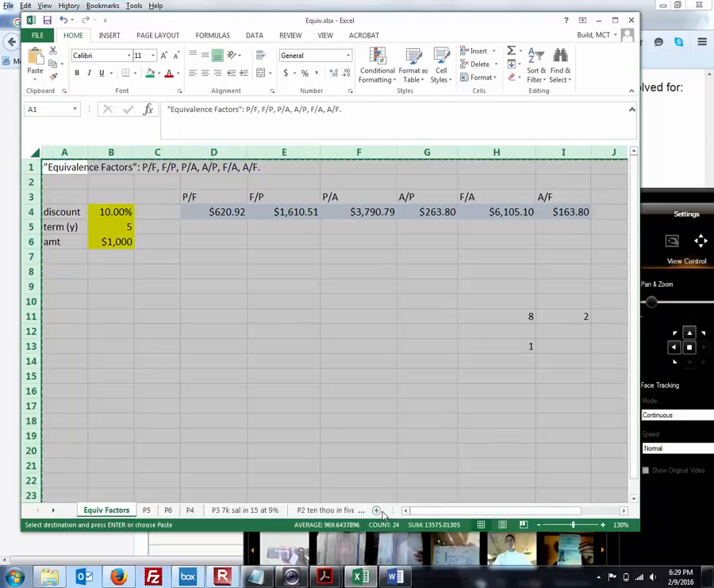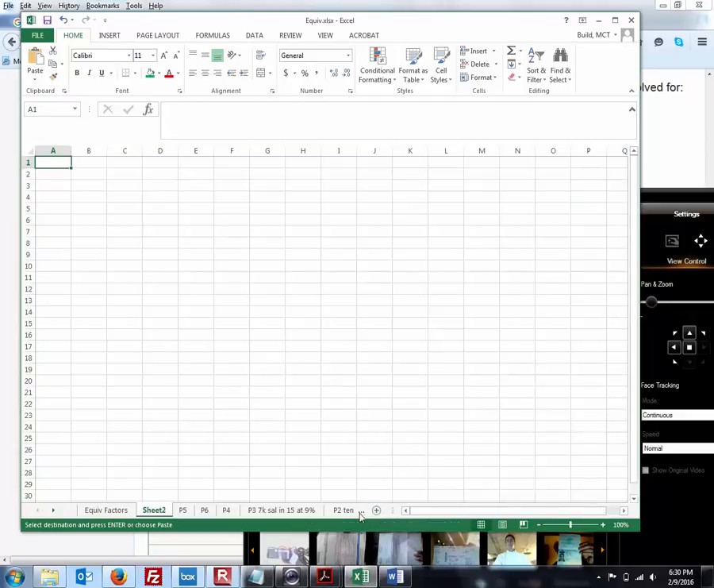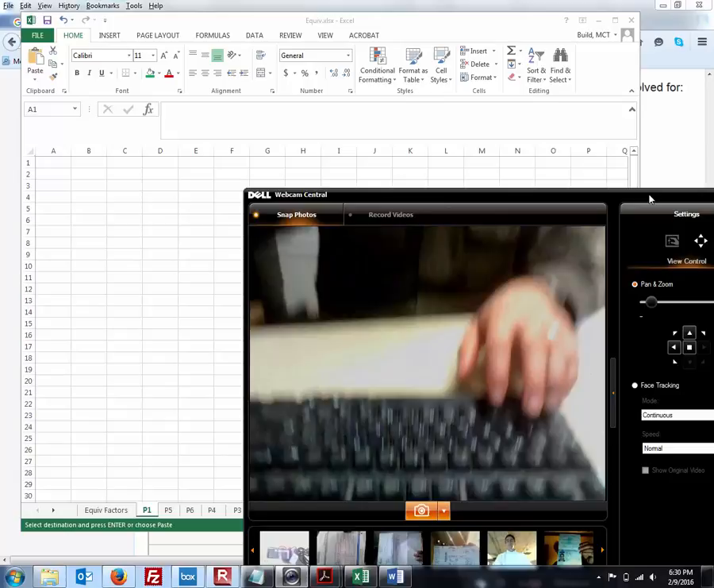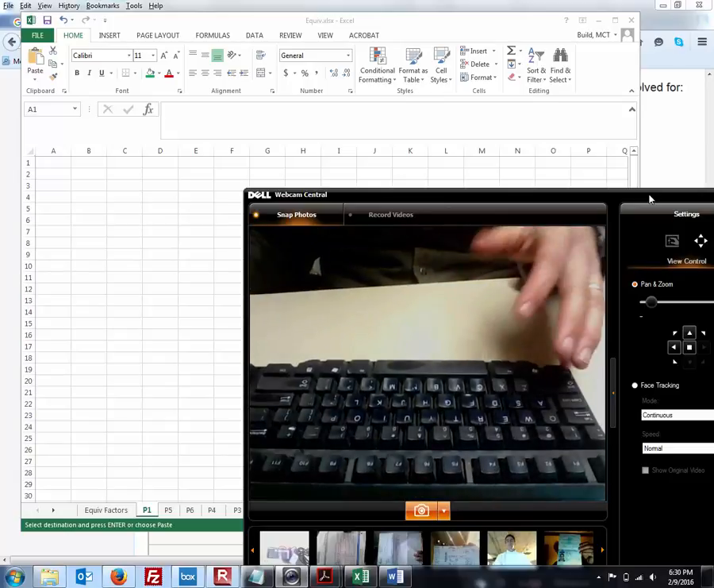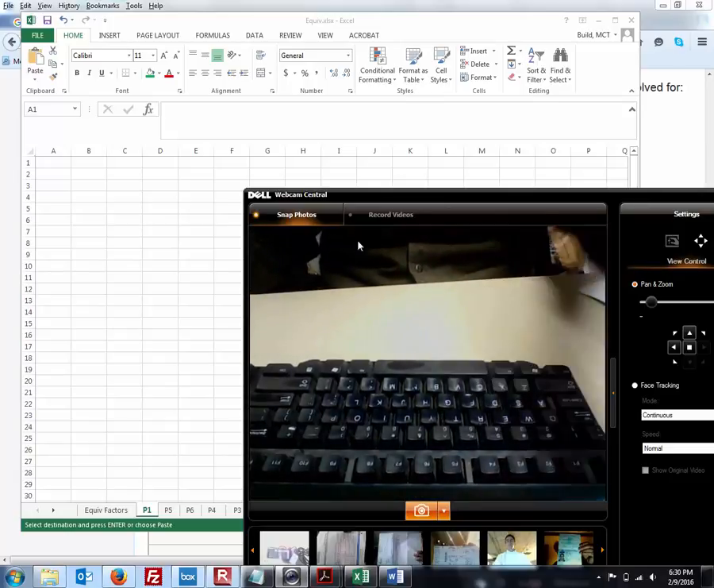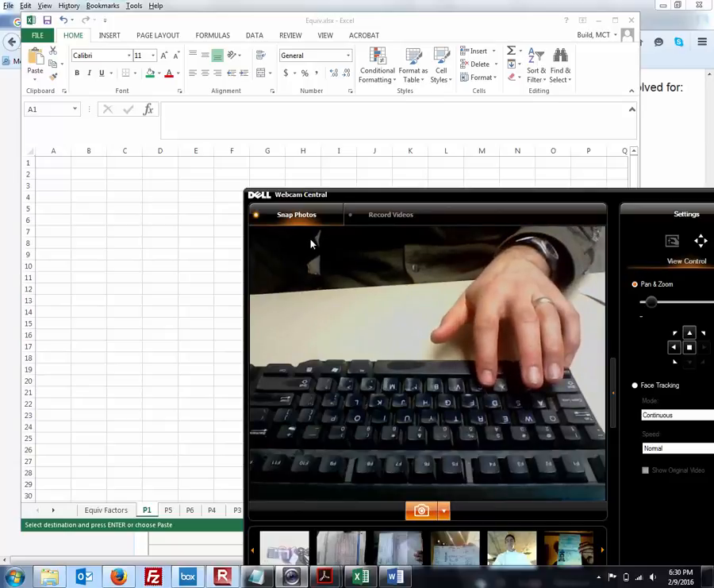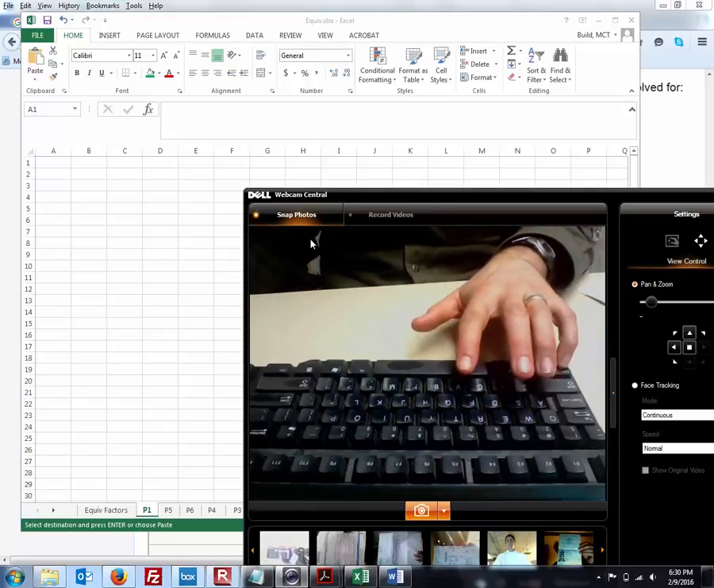So now I can come over here on the plus, and I'll just call this problem 1. I'm going to put my cursor up in the corner, and then again, the pinky's down here, Control V. Well, I didn't quite get it, but those are the two keystrokes. Control C, Control V.